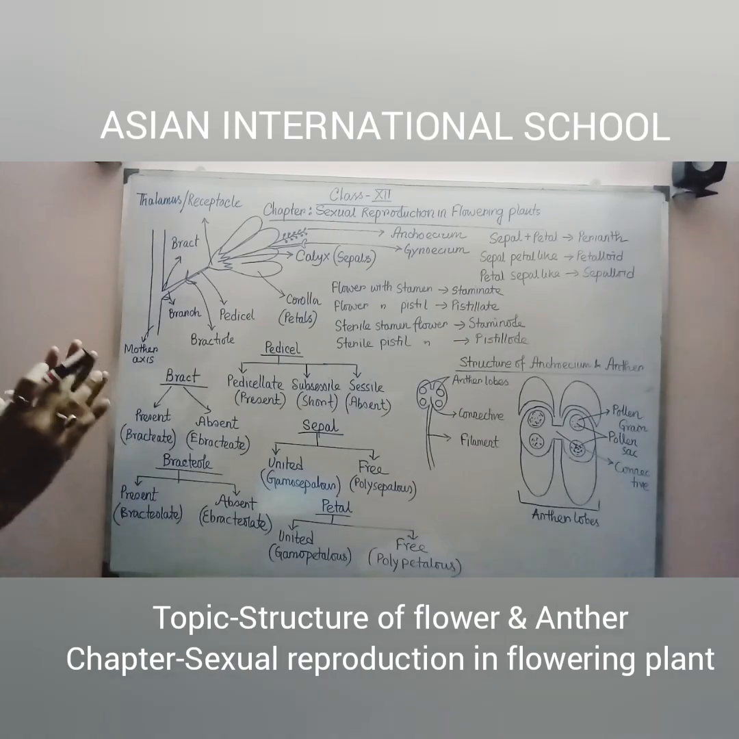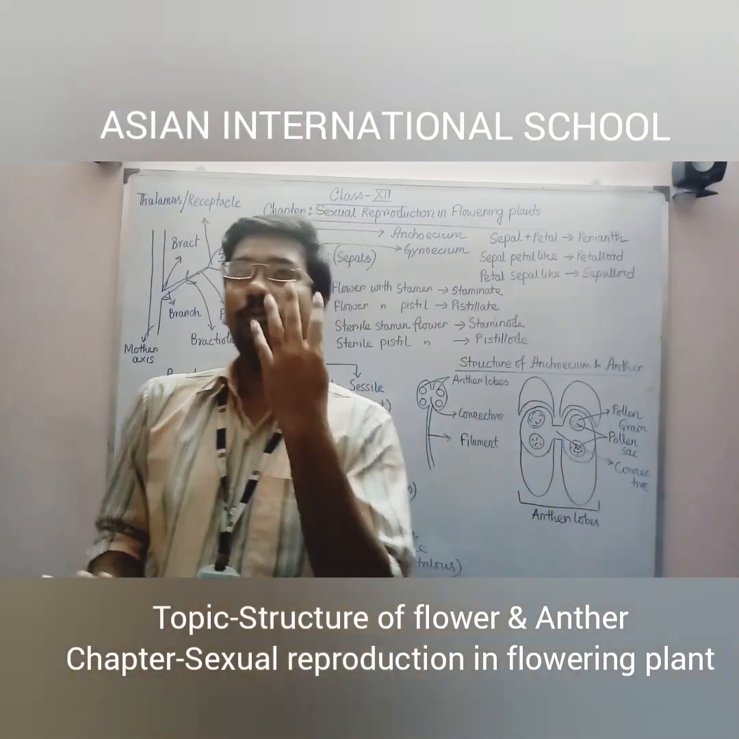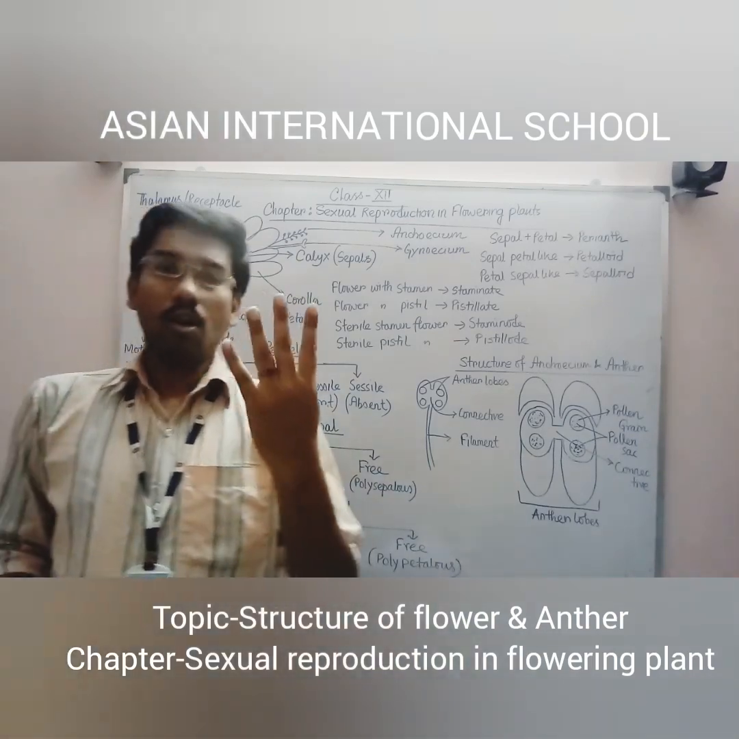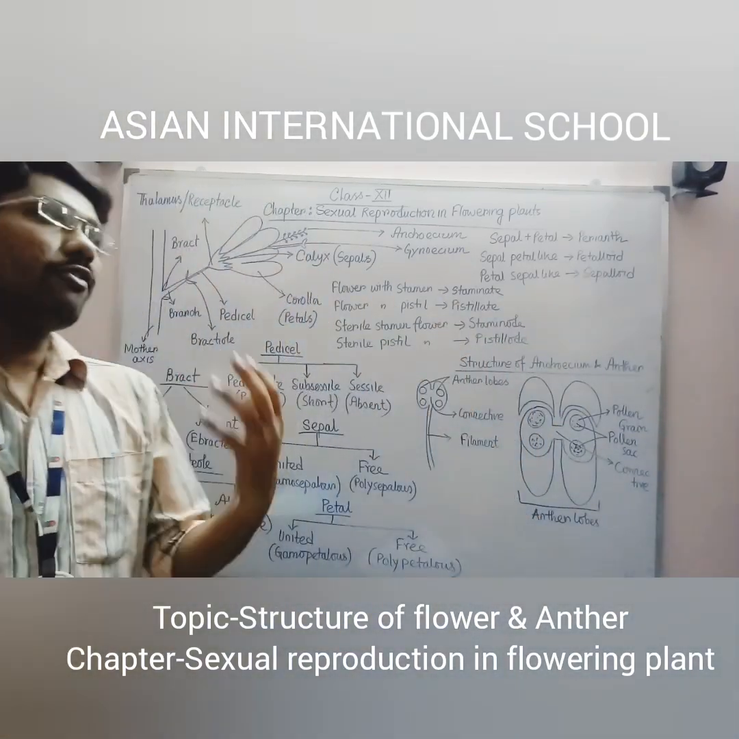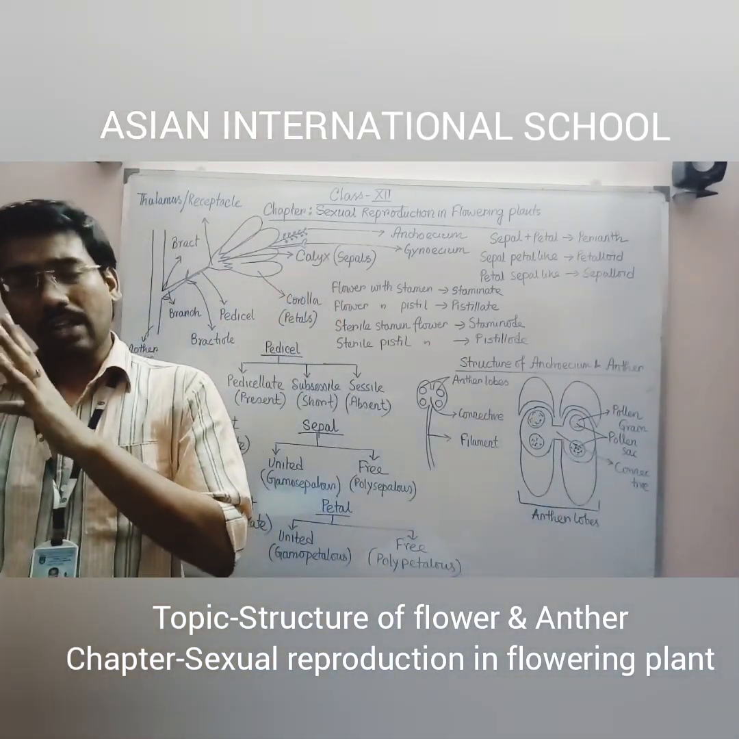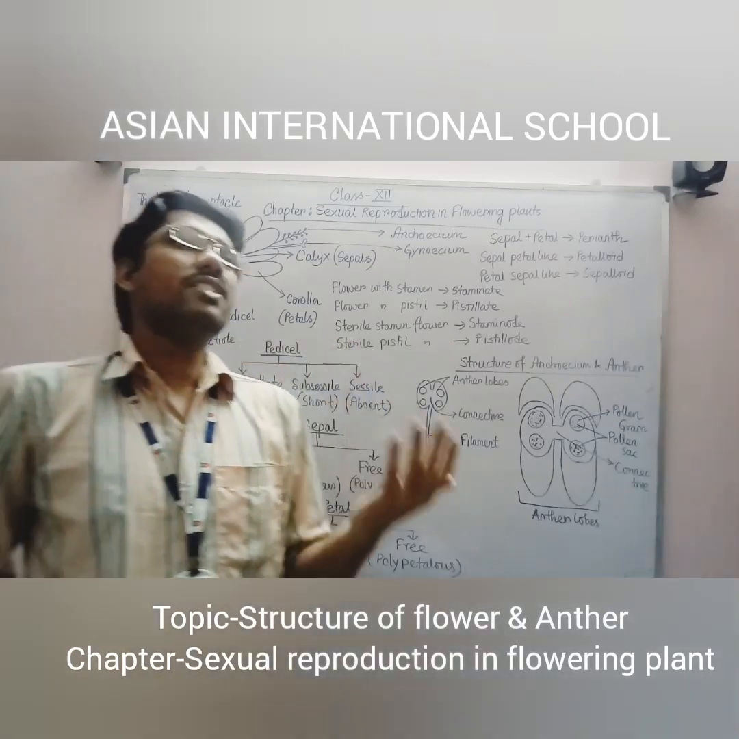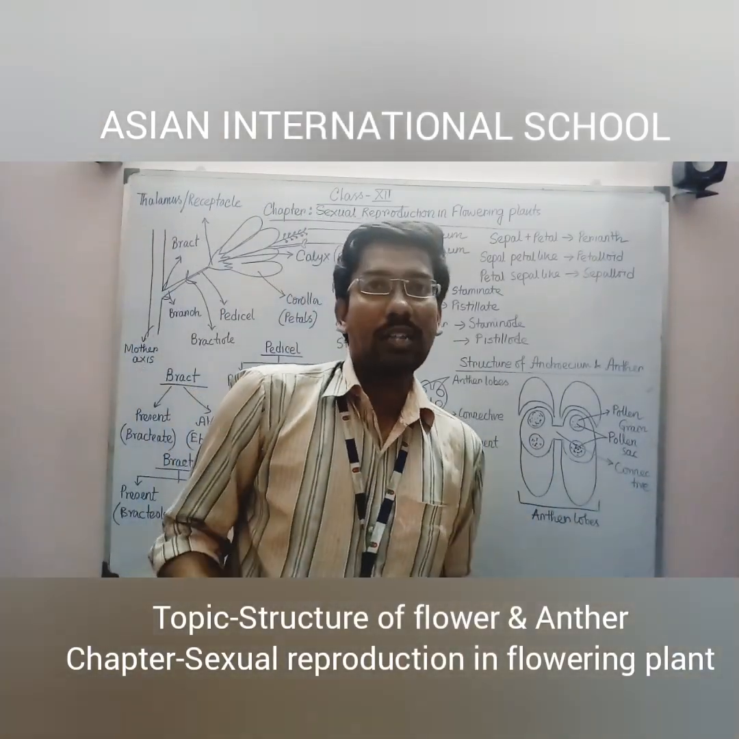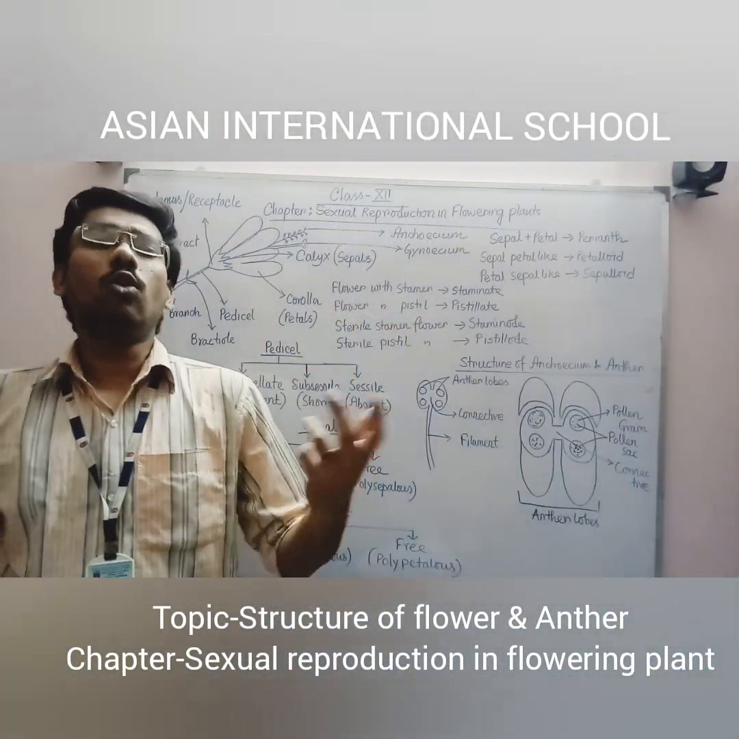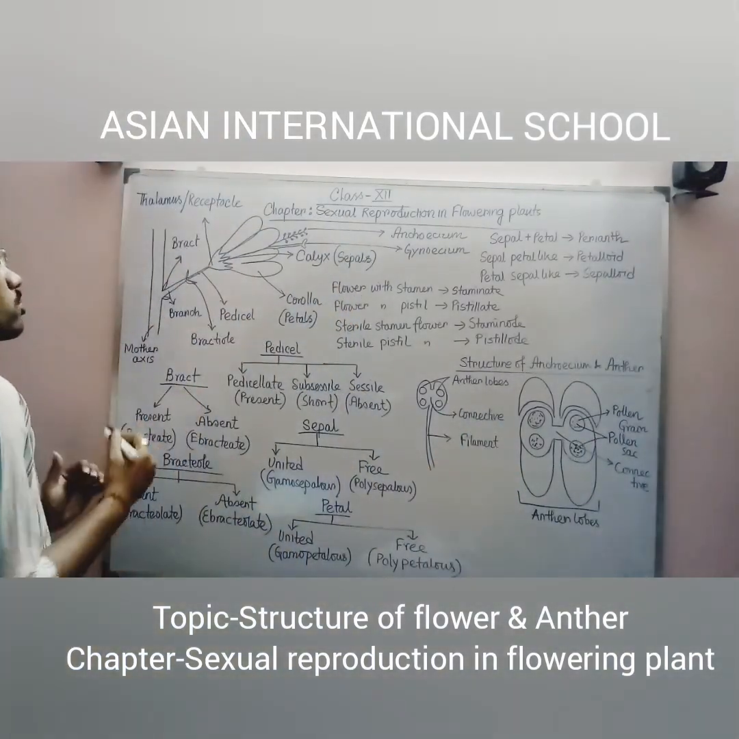Now we are starting with the floral whorls. We all know that any kind of flower is composed of four whorls, or four layers rather. If the flower is a true flower or ideal flower, at that time these four layers or four whorls are all present. In case of an incomplete flower, any of the whorls can be absent. So let's see the first whorl from outside.